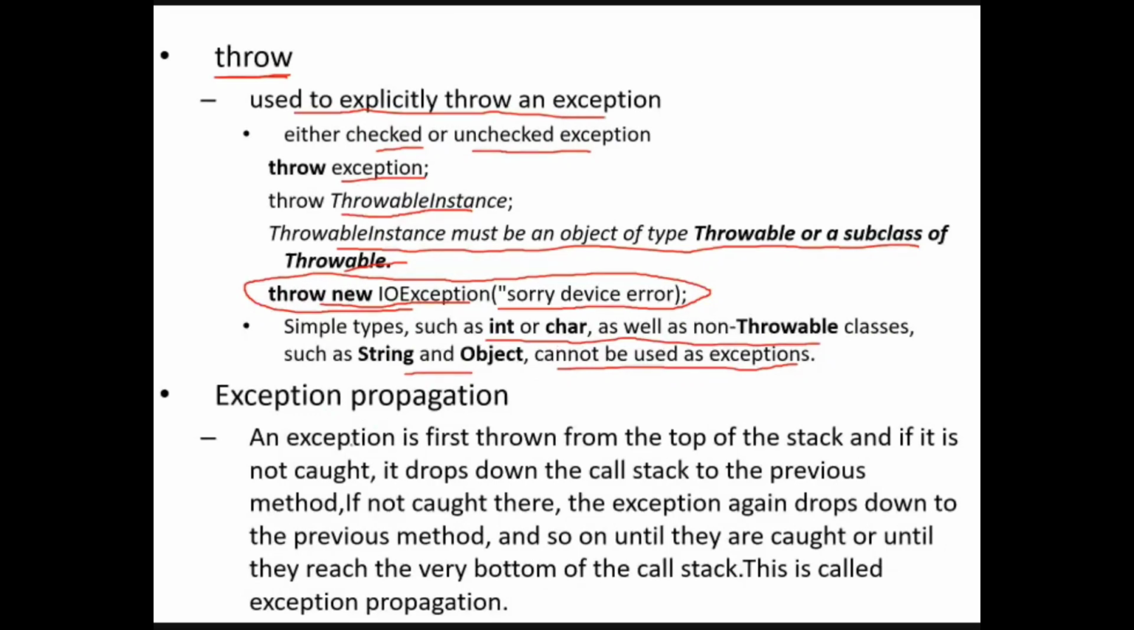Next, exception propagation. An exception is first thrown from the top of the stack, and if it is not caught, it drops down the call stack to the previous method. If not caught there, it drops down again to the previous method, and so on, until it is caught or reaches the very bottom of the call stack. Suppose I have several method calls, each with a try catch block. If the exception is not caught in the innermost method call, it goes to the outer one; if it is not caught there either, it goes to the next outer one. This is called exception propagation.